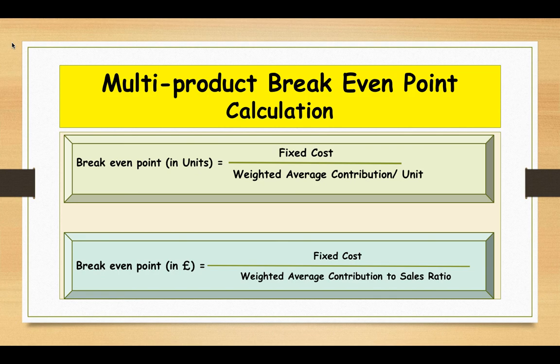So the break-even point in units is fixed cost divided by the weighted average contribution per unit. And the break-even point in money value is fixed cost divided by the weighted average contribution to sales ratio. So we are going to see these with more examples.